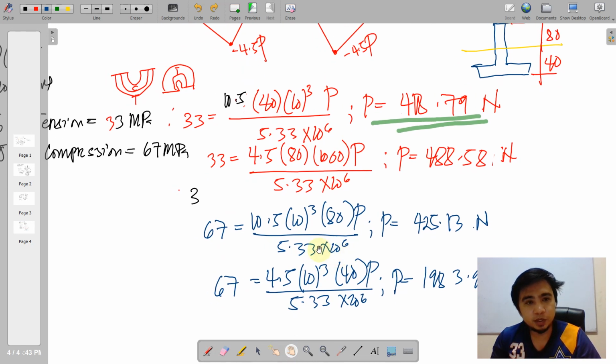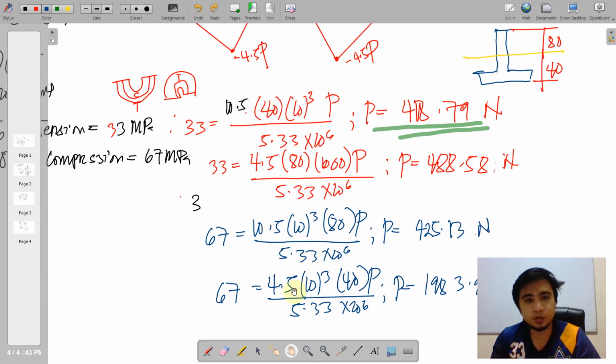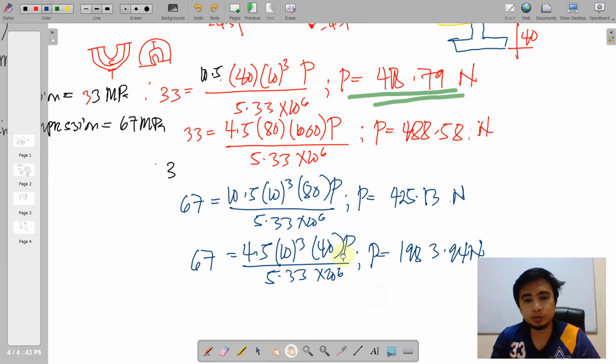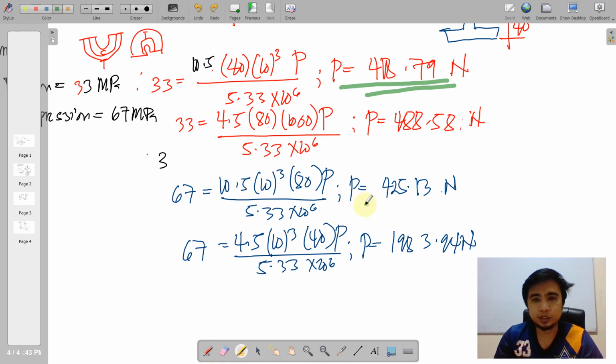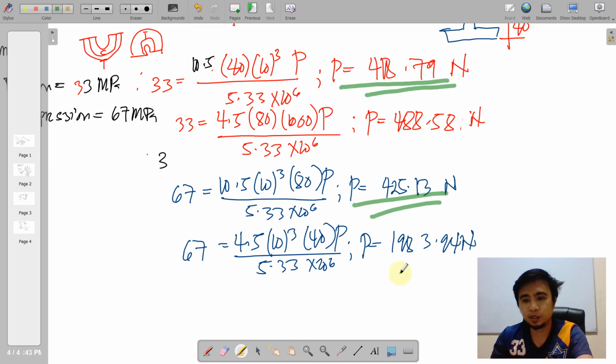And then for the negative moment, that is 4.5 of P, we used the bottom dimension since your compression side is at the bottom when the bending is going downwards. Okay, so by this, we'll be having a value of 1983.94 Newton. Again, we are going to consider the lower value for a safer value of P. So I think this completes the problem.